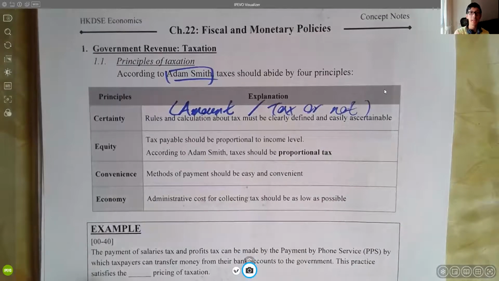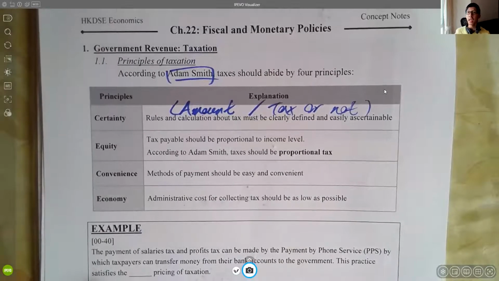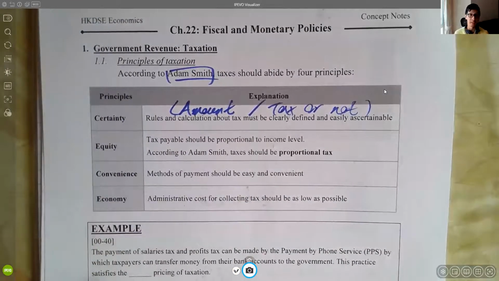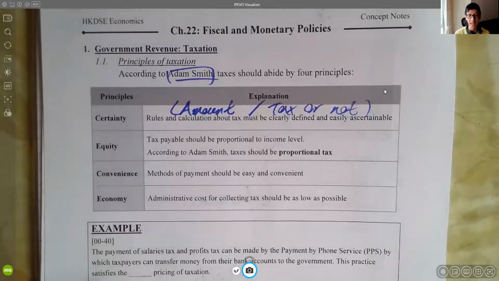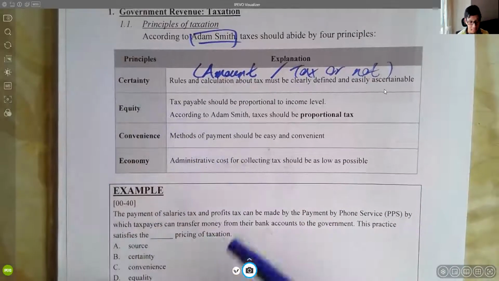Okay, they need to explain the rules very clearly. Now, in Hong Kong, I would argue this one is easily ascertainable. For example, if you go to the government website, you will get a so-called tax calculator, in which you just need to type in your income and you get the exact amount of tax you need to pay. Okay, very easy.